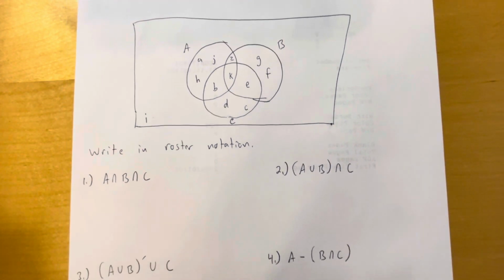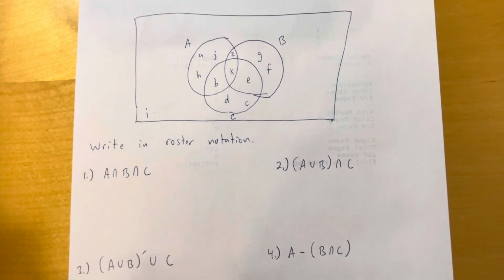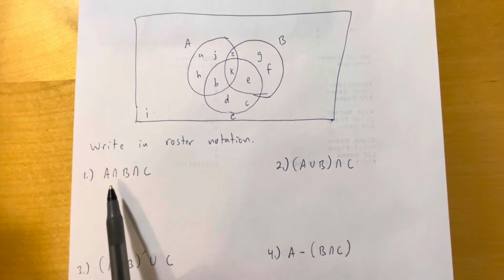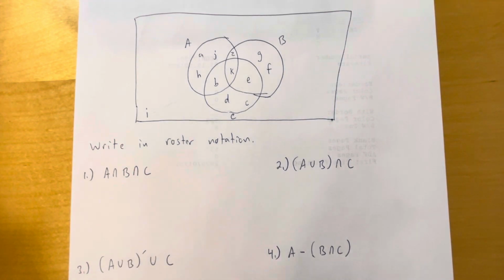So let's just jump into the first example here. We want to write in roster notation. So remember, that's like the list within the curly brackets. This set here, the intersection of A and B and C. Notice they are all intersections here.